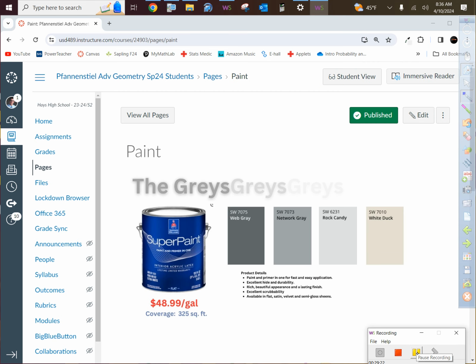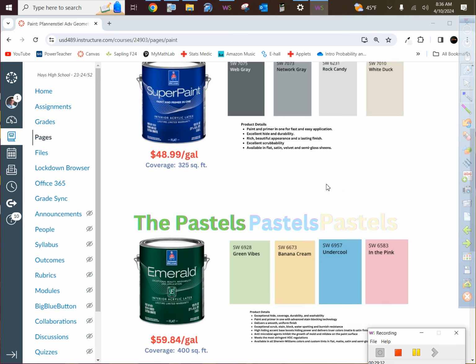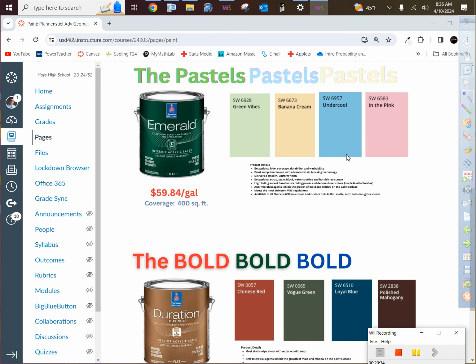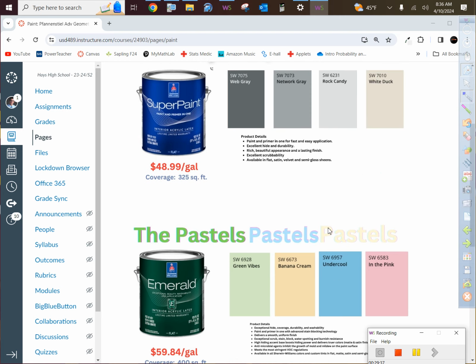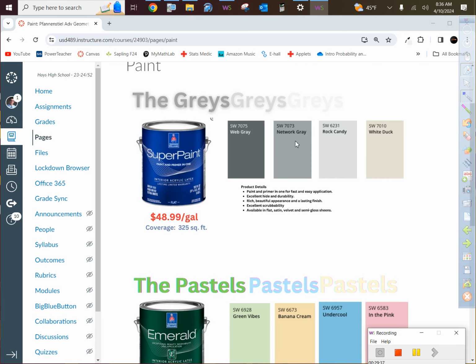So when you do your 3 rooms, you have to use at least 2 different colors of paint. And what I mean by that is you have to choose something from the grays and then a second thing from either the pastels or the bolds. I'm not saying you have to use the grays, but what you can't do is say, I'm going to paint this network gray and this one rock candy and call that my 2 different colors.